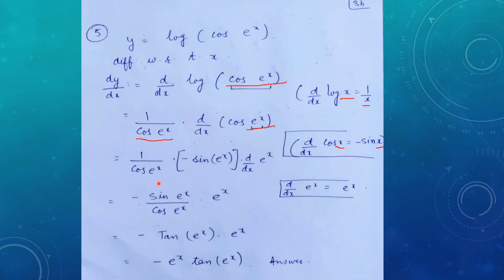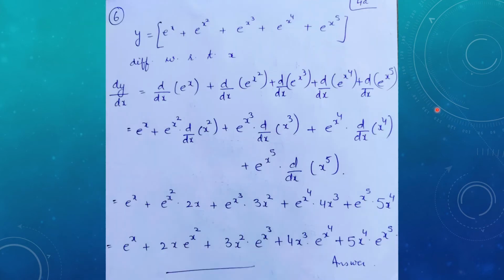Now you please see carefully, sine of e power x upon cos of e power x. This term is written as tan of this whole term, you can write as tan of e power x. So your answer comes out to be minus tan of e power x into e power x, which can be reframed as minus e power x into tan of e power x. So this was the question number 5.